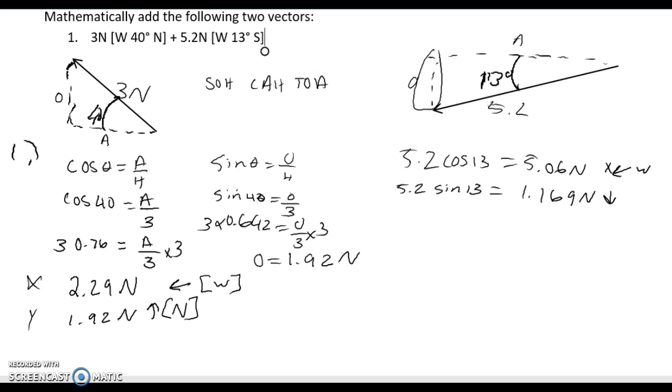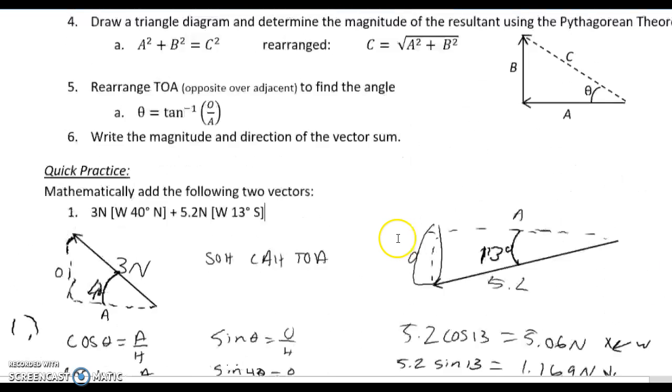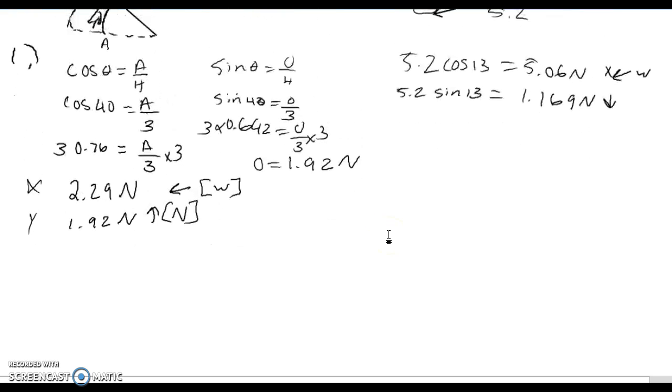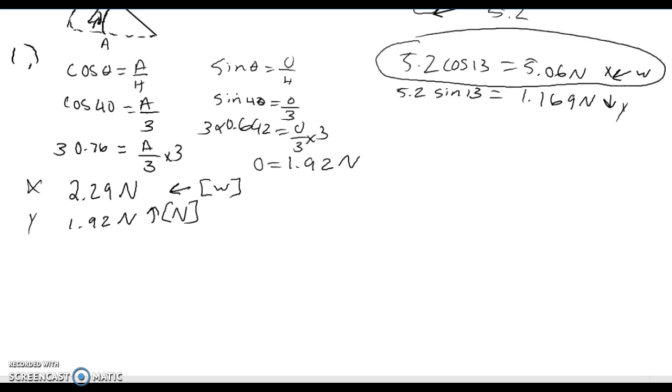The second step is adding. If you remember from your notes, add all the x components and then add all the y components. So here, this and this are my x components. Now notice one thing, they're both going in the same direction. Both of them are going west. So if they're both going in the same direction, you add them and then you denote it as going west.